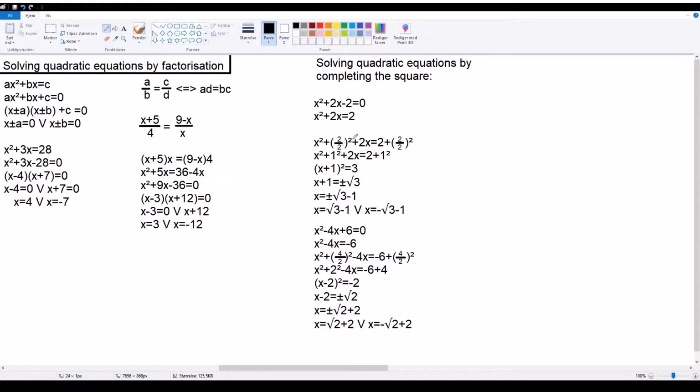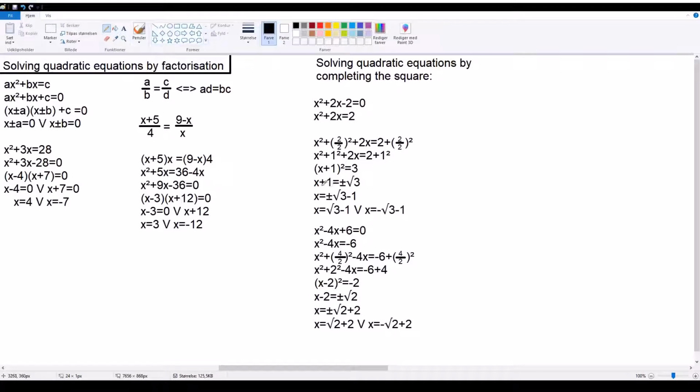And then you want to put that in brackets and square it. So you end up with x plus 2 divided by 2, because 2 is our b value, all squared, equals 2 plus 2 divided by 2 squared. Then that can be simplified into x plus 1 squared, because 2 divided by 2 is just 1, equals 2 plus 1 squared. That can then be factorized on this side into x plus 1 squared in brackets, and this on this side can be simplified into 3.